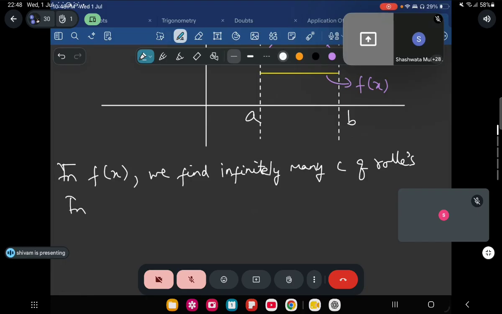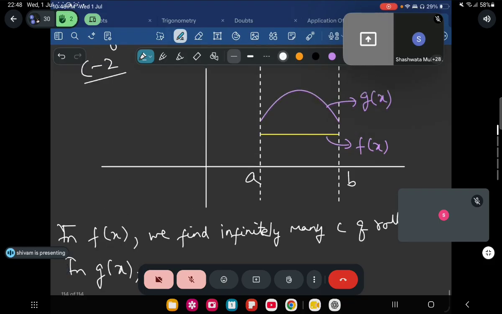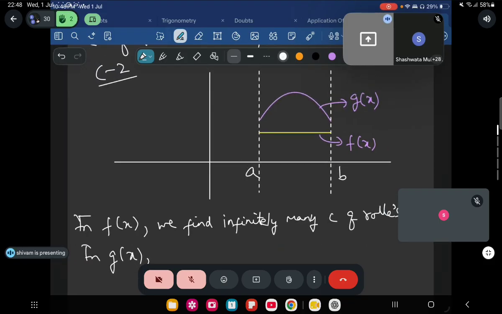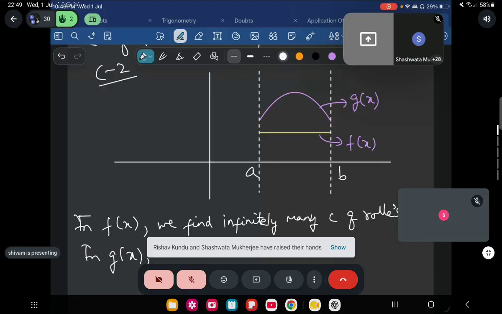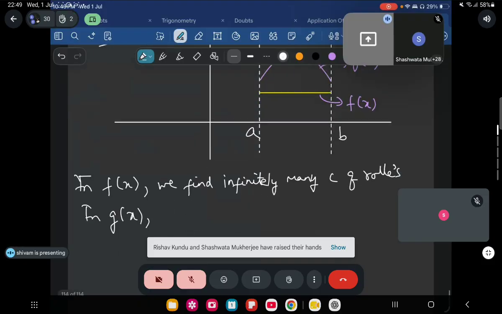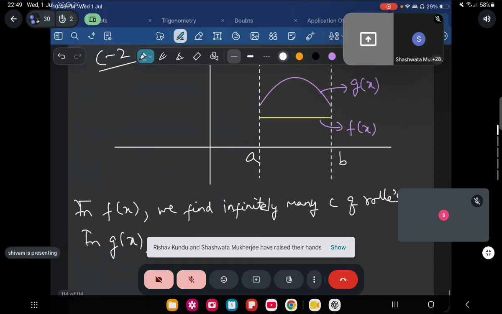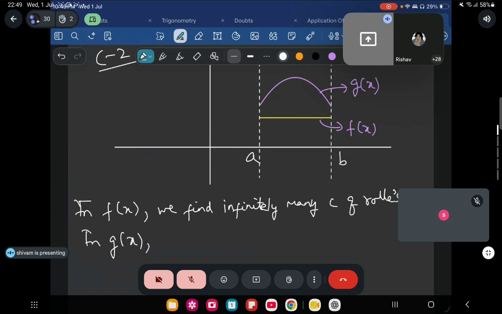Next, in g of x, how many points of Rolle's are you getting? Raise your hand. Yes, Rishabh? So one, only one. We find only one point of Rolle's. Are you people getting it? Anyone having any doubt, you can ask me now.